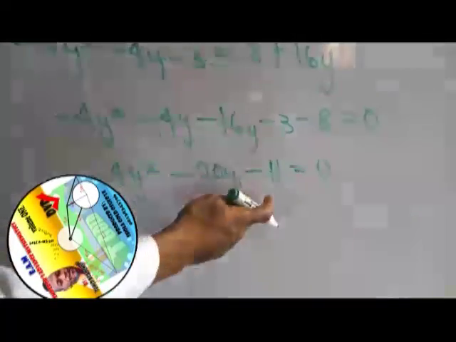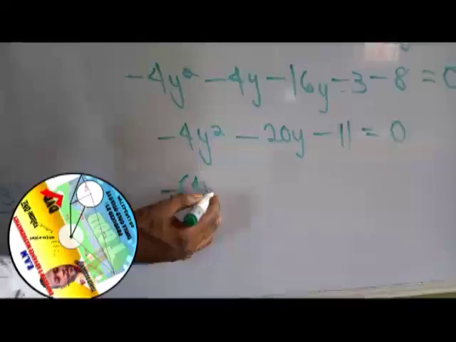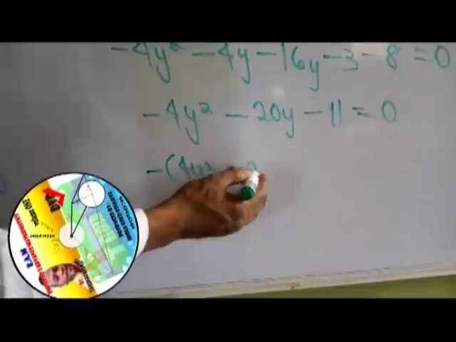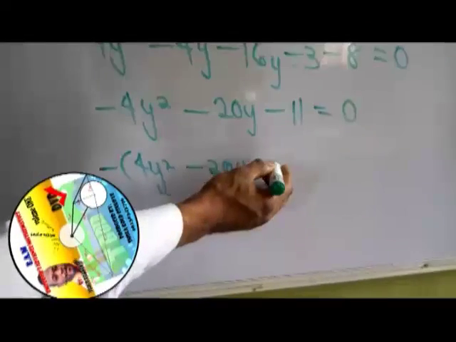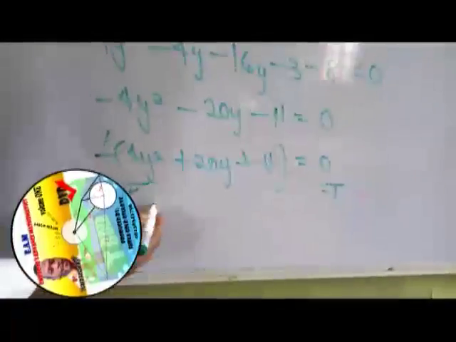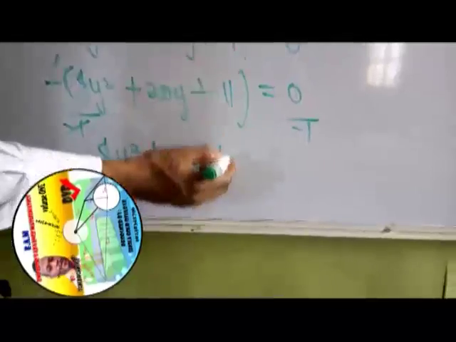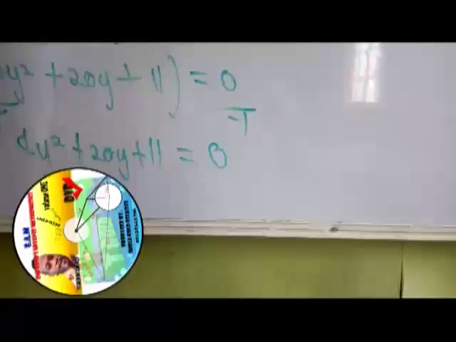But minus is common to everything, so I can easily factorize it out. That's minus open bracket 4y squared minus 20y minus 11. Since minus is already outside, all this changes to plus, equal to 0. Now, divide both sides by minus 1. This cancels this. So I'm having 4y squared plus 20y plus 11 equal to 0.